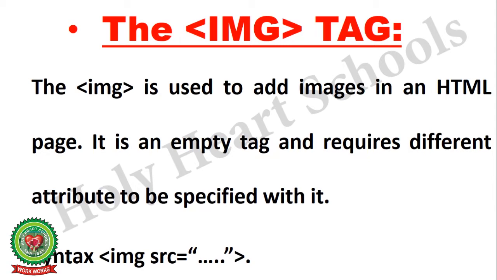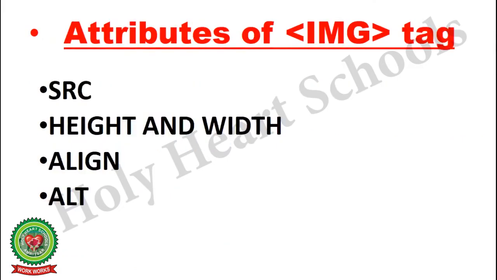Syntax of this tag is angular bracket start, img. We will not write the full form, we will write only img, and then we will write the short form of source, src is equal to, in double quotes we will give the path of the image, and then close the angular bracket. These are the attributes of image tag: src means source, height and width, align, and alt means alternate.